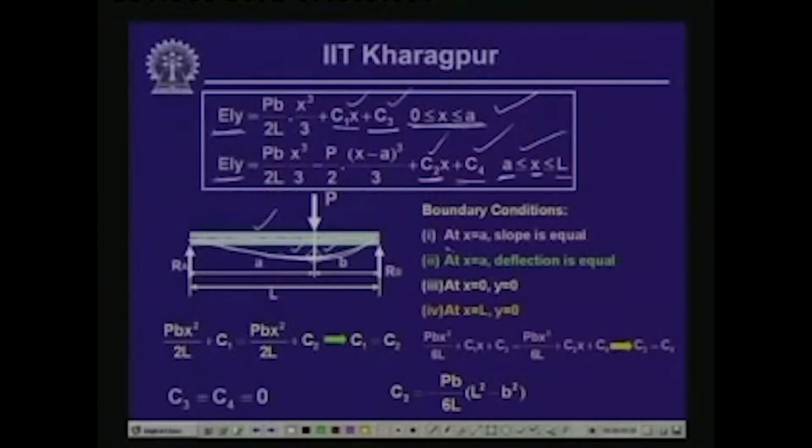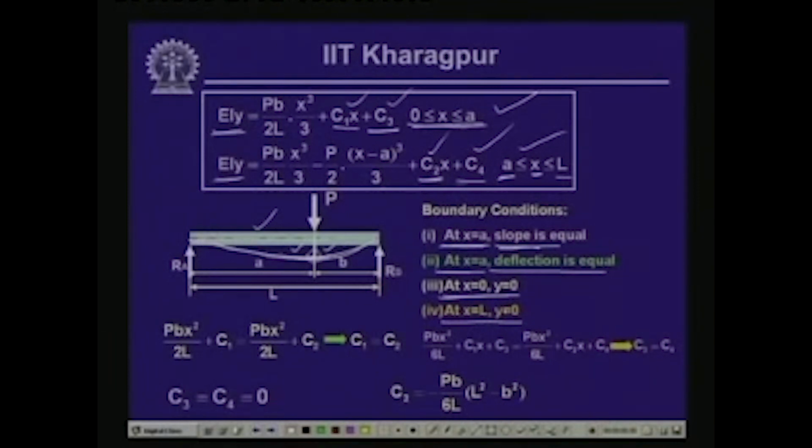So, we can use this particular condition that at x equals a, the slope on either side is equal, whichever expression you use. At x equals a, the deflection at that point should be equal, whichever expression you use. And of course, we have these two kinematic conditions that at x equal to 0, y equals 0, and at x equal to L, y is equal to 0.